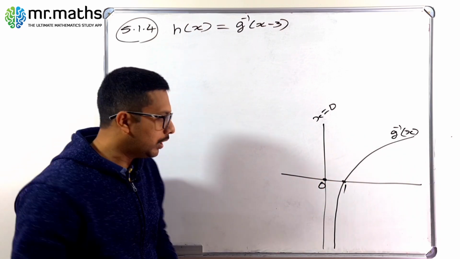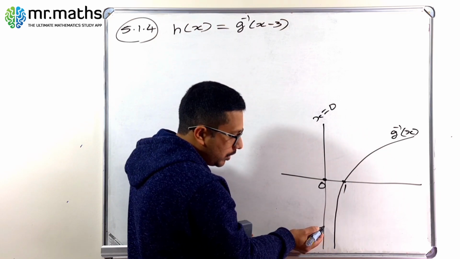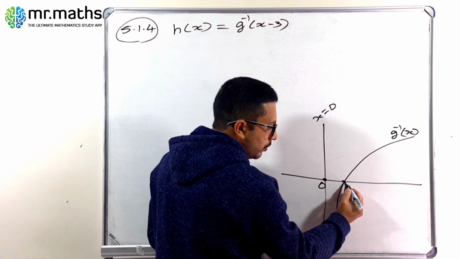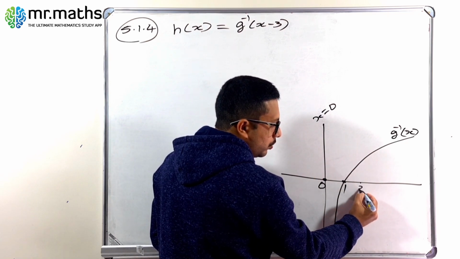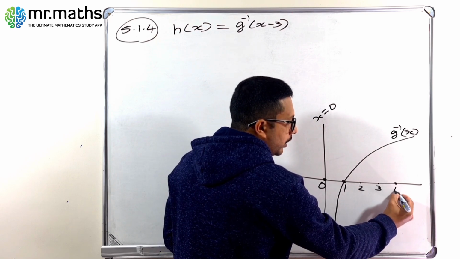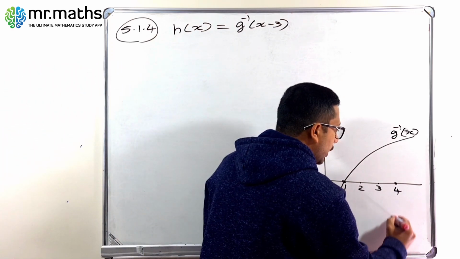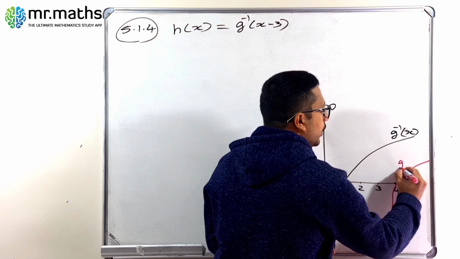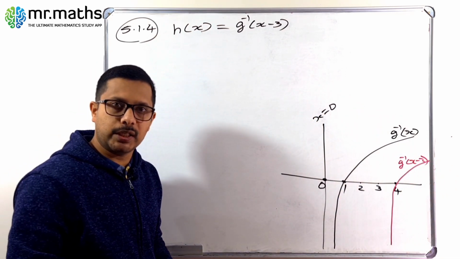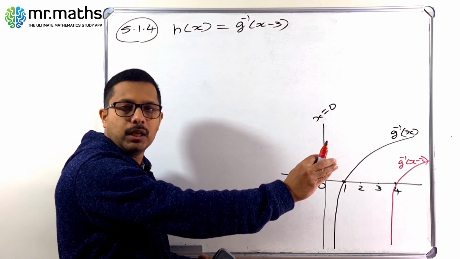Am I right? Here, where is the asymptote? This 0, don't forget that. So 3 units to the right: from here 1, that is 2, 3. Now the graph is passing through that 4. This is g inverse of x minus 3, the new graph. The g inverse graph is shifted 3 units to the right.